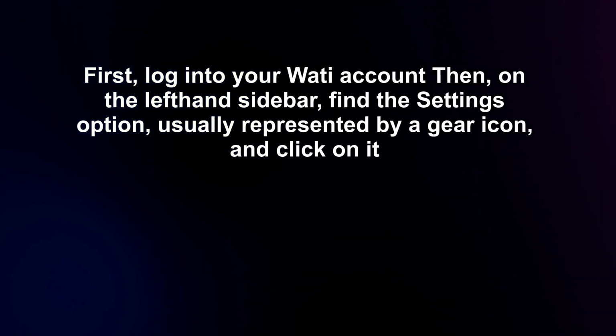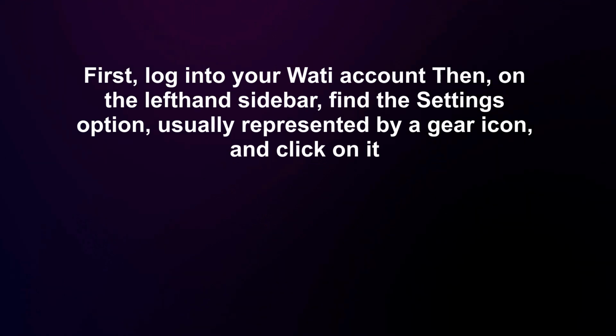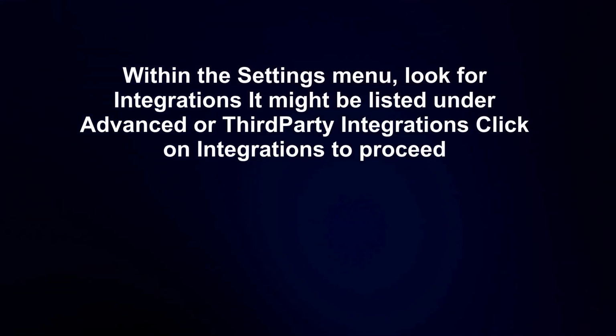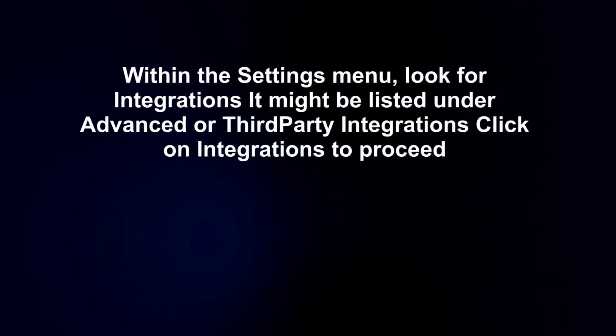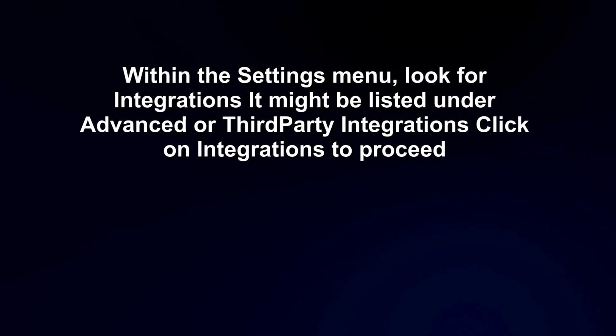First, log into your Wati account, then, on the left-hand sidebar, find the Settings option, usually represented by a gear icon, and click on it. Within the Settings menu, look for Integrations. It might be listed under Advanced or Third-Party Integrations. Click on Integrations to proceed.